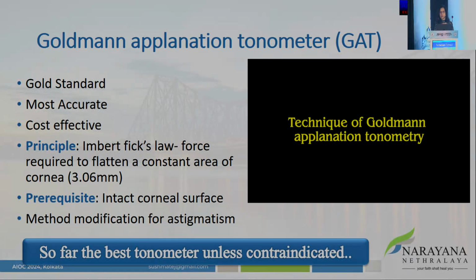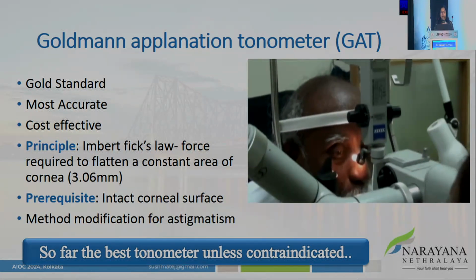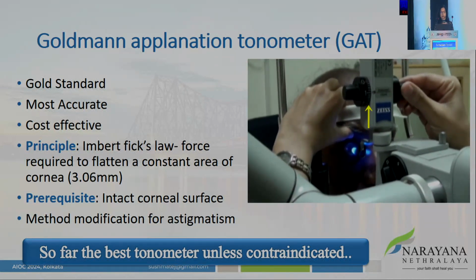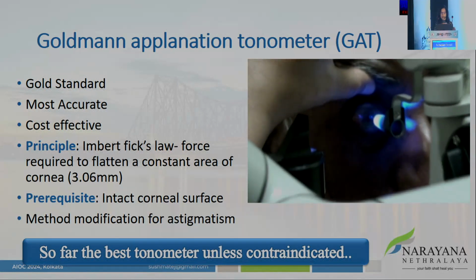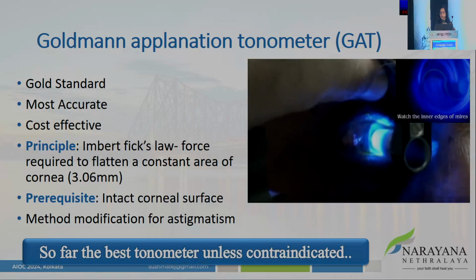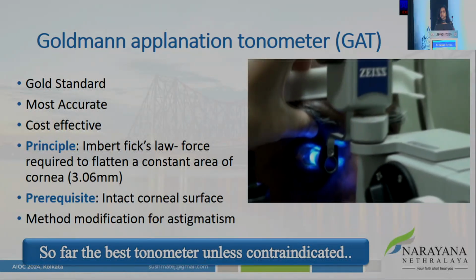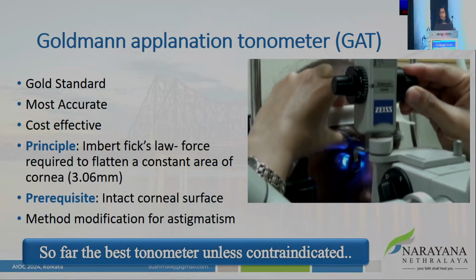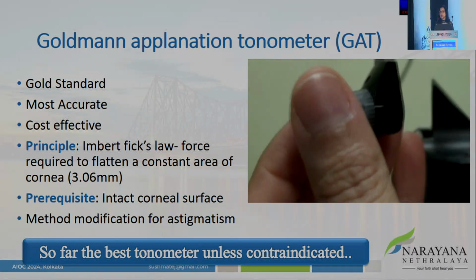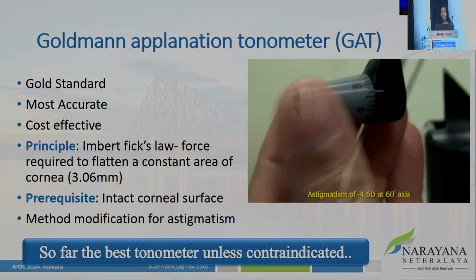Though we are yet to find the ideal tonometer, the gold standard for now is definitely the Goldmann applanation tonometer, and we know that very well. Why? Because it is the most accurate so far, and cost effective as well. It follows the Imbert-Fick principle, requiring flattening of a constant area of 3.06 millimeters on the cornea. The only prerequisite for that is an intact corneal surface, and the patient should be able to sit upright on the slit lamp. There are methods to adjust for the astigmatic patient, so that we can use the prism bars and convert the astigmatism to minus and measure so as to get the accuracy.